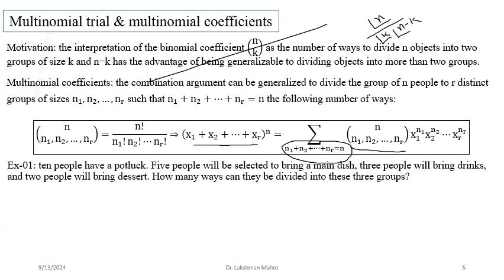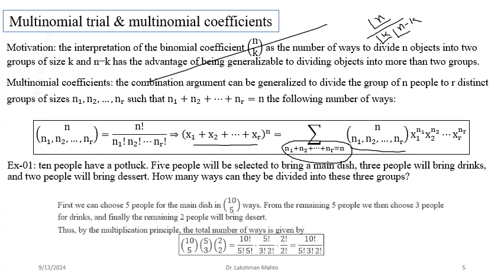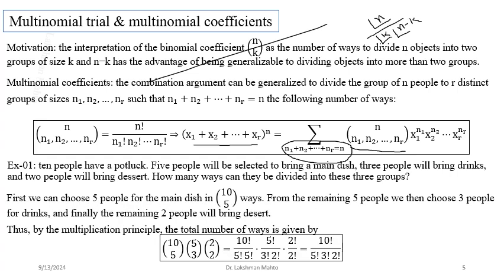What are those groups? Main dish, drinks and desserts. So what kind of thing is it? It is a multinomial trial. In a single trial, 3 options are there, 3 outcomes are possible, not only 2. So simply you have to apply the multinomial coefficient and get the solution.